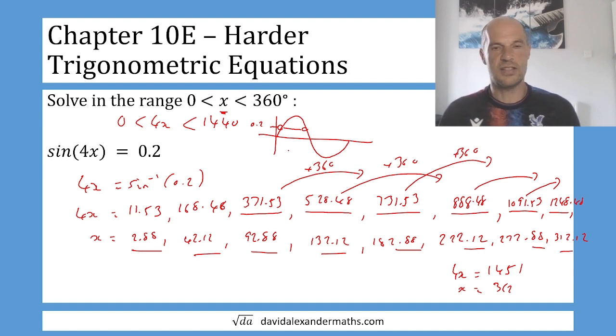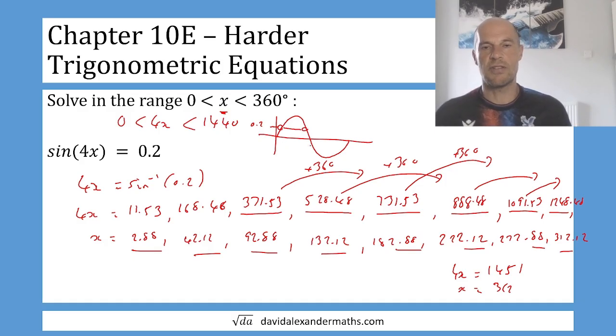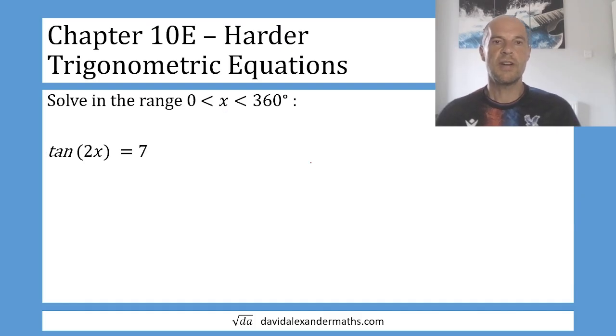And as I said, if you start to get more experience, just think about how many solutions you would get if it was the sine of x between 0 and 360. If you're getting 2, then you'll get 4 times as many if it's the sine of 4x. Solving in the range 0 to 360, tan of 2x is 7.